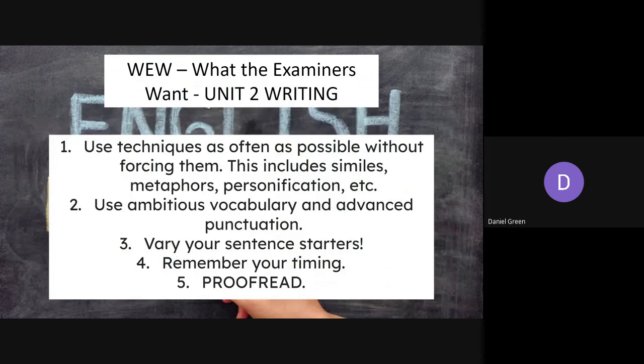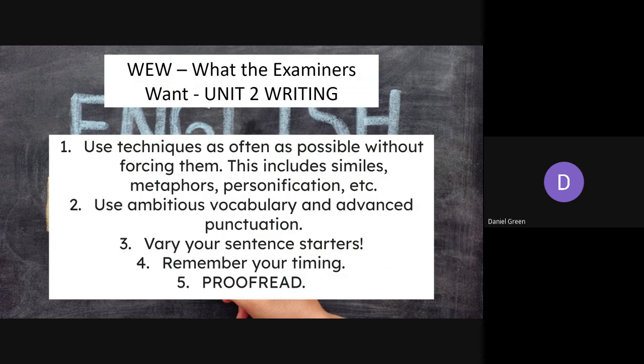So what have we learned from this? 1, use techniques as often as possible without forcing them. That includes similes, metaphors, personification, etc. Use ambitious vocabulary and advanced punctuation wherever you can. Vary your sentence starters. Remember your timing and proofread.